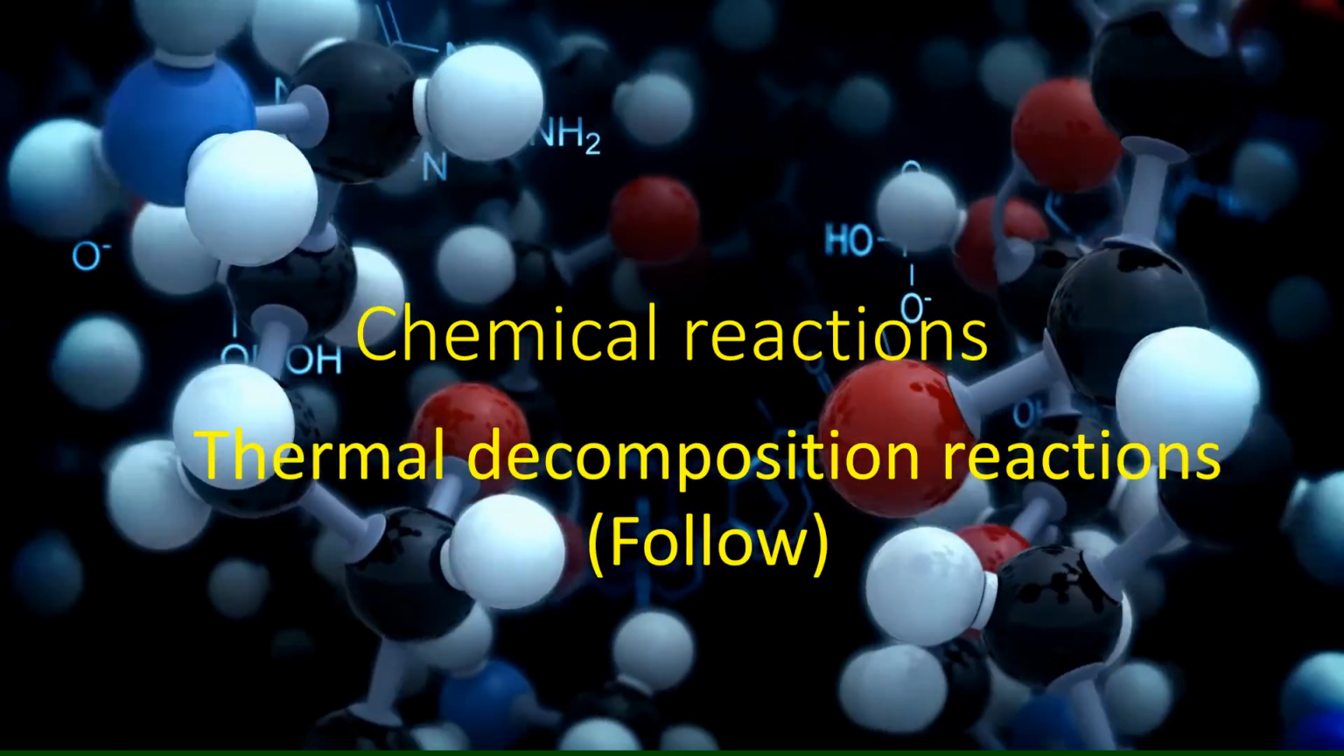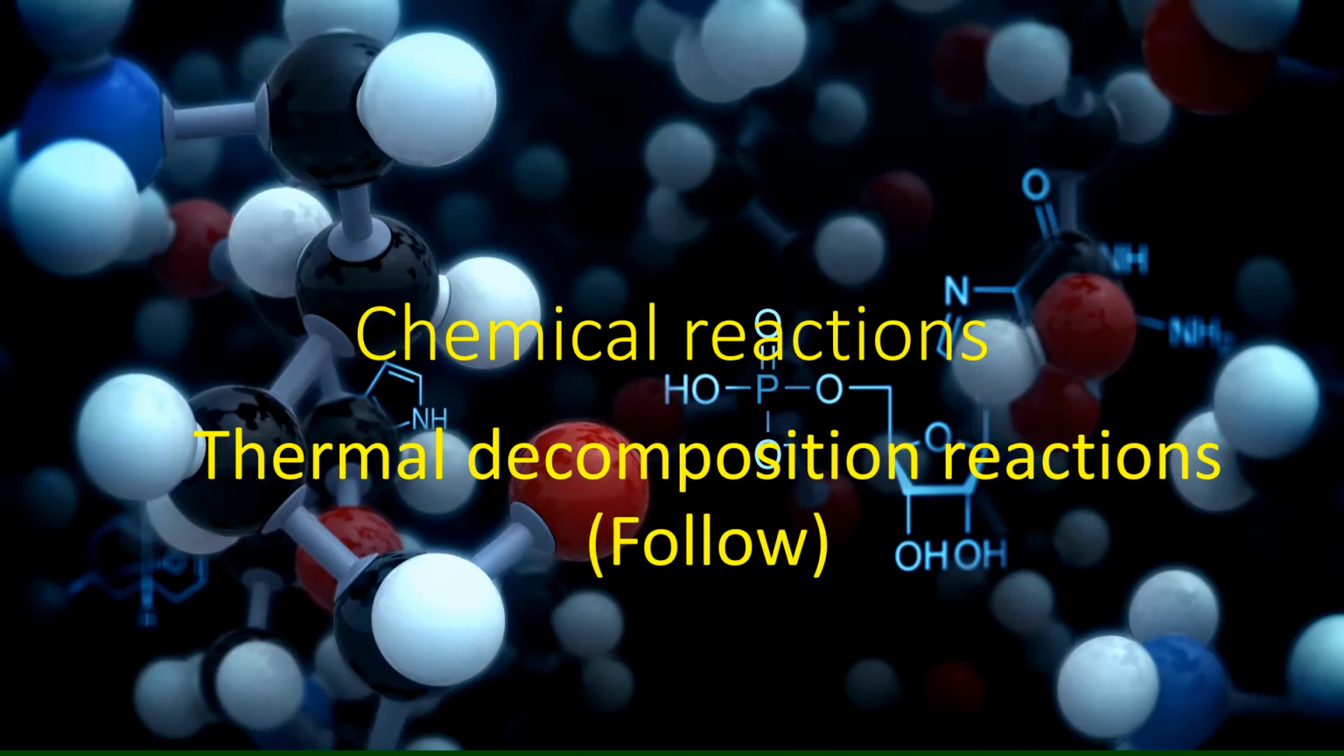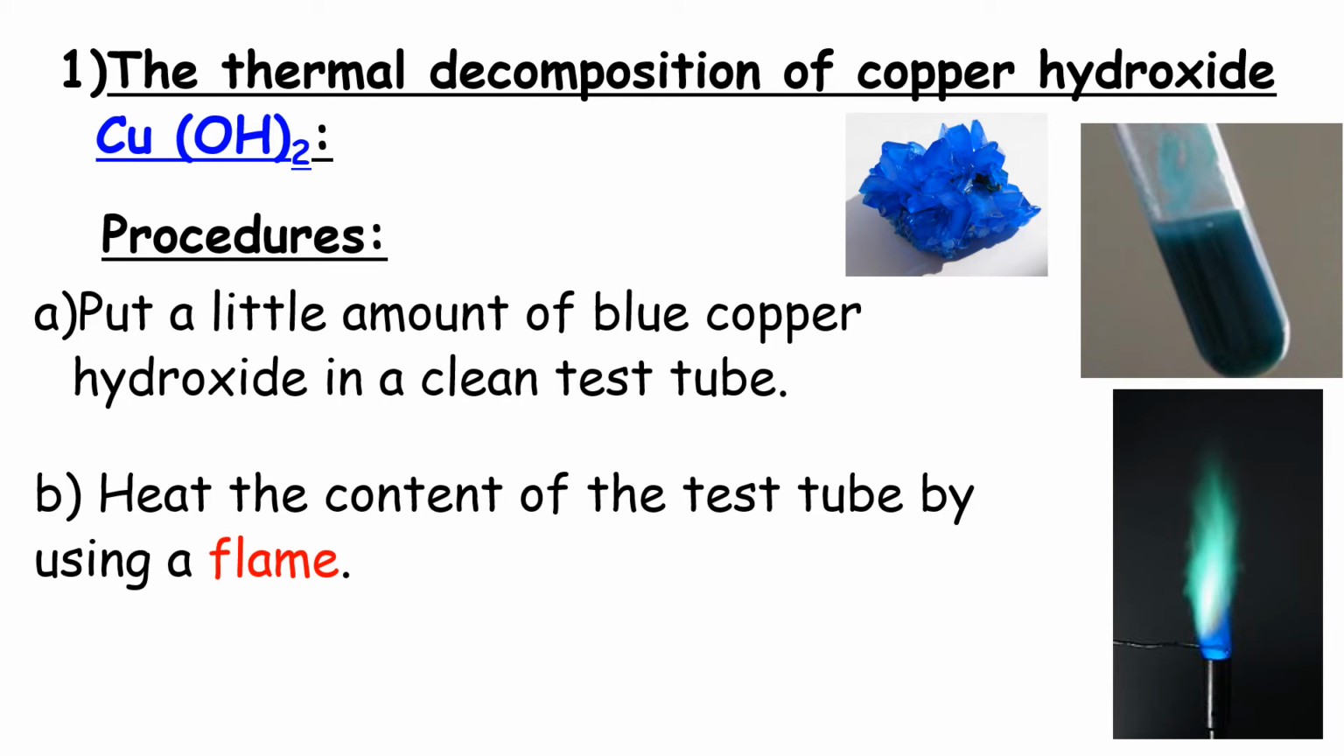Chemical reaction, thermal decomposition reactions. The thermal decomposition of copper hydroxide. Copper hydroxide formula: Cu(OH)2. ال 2 دي سببها ايه؟ سببها ان الكبر divalent والهيدروكسيد monovalent.